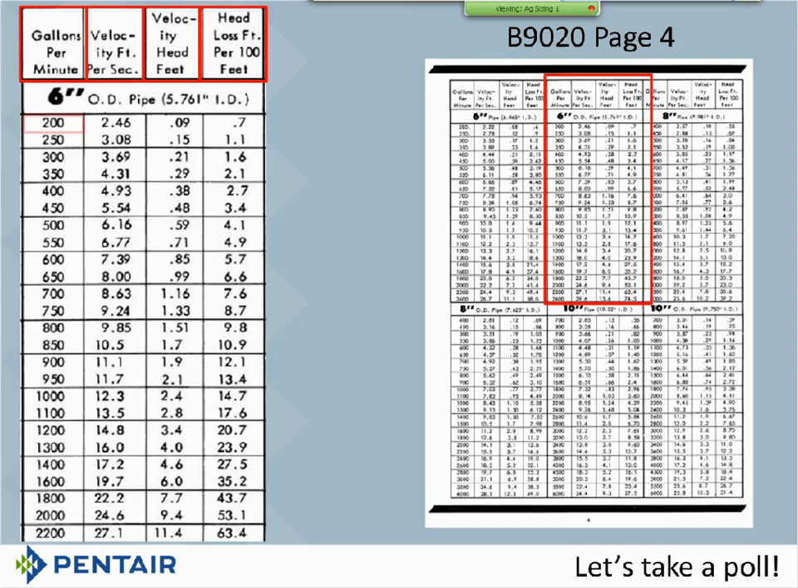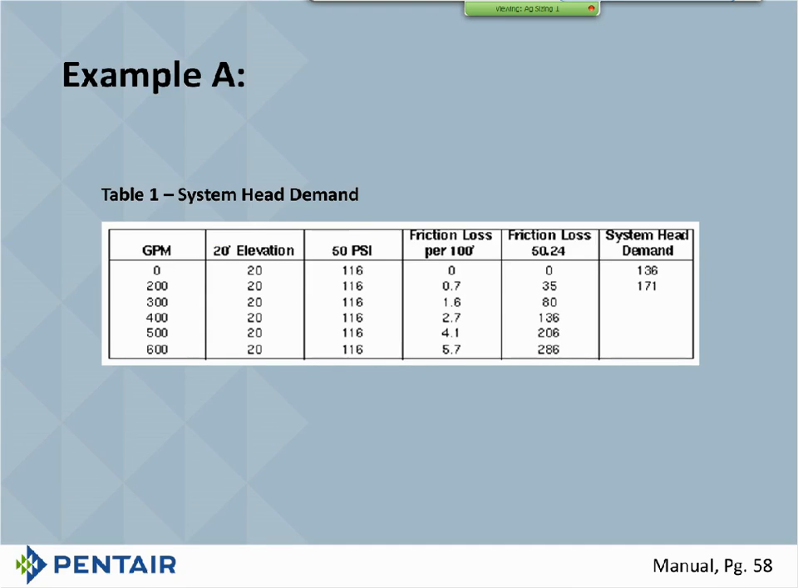Okay. So if we look here at 200 gallons a minute, our friction loss is 0.7 feet per 100 feet of pipe. At 300 gallons a minute, we're at 1.6. 400 puts us at 2.7. 500 at 4.1, and 600 at 5.7. So we're going to take those numbers, and you can see we're going to put them in over here in the column that says friction loss per 100.